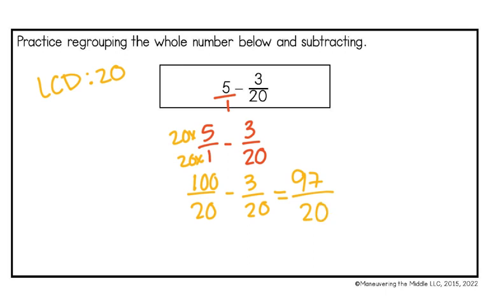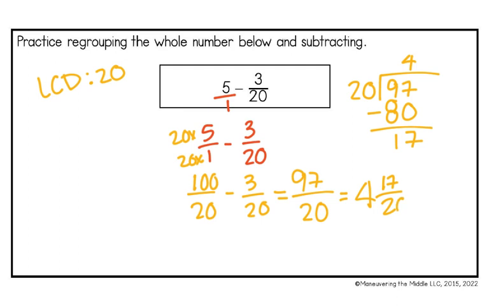Now, this is an improper fraction, but off the top of my head, I'm not sure how many times 20 can go into 97. So this is a time where you would definitely need to do some long division. So I know that 20 can't go into 9, but I know 20 can go into 97. So, 20, 40, 60, 80. So I know it can go in 4 times, because if it goes in 5 times, we're going to get 100. So I have 80. I'm going to subtract. 7 minus 0 is 7. 9 minus 8 is 1. So my answer is going to be 4 and 17 twentieths.